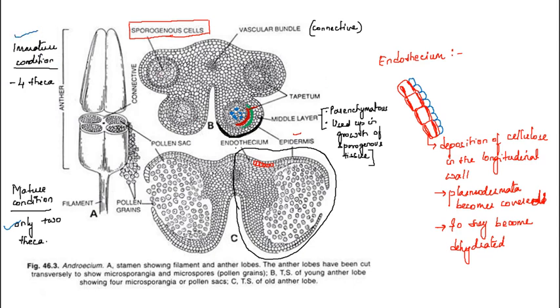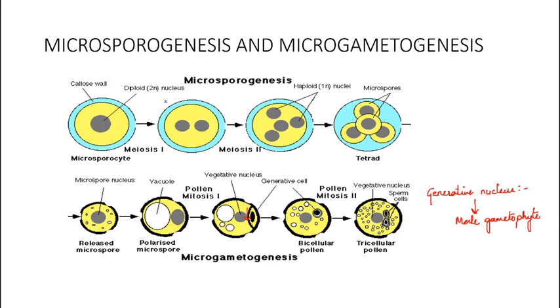So look here, the difference between microsporogenesis and microgametogenesis. Micro refers to male. In microsporogenesis, what we saw is that from the microspore mother cell, the tetrads are formed. That means four microspores are formed. Each microspore is each pollen grain.